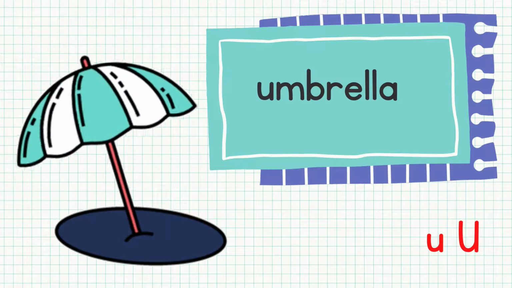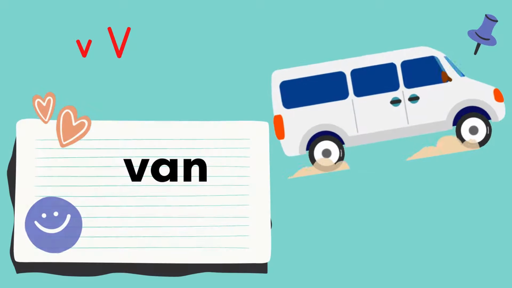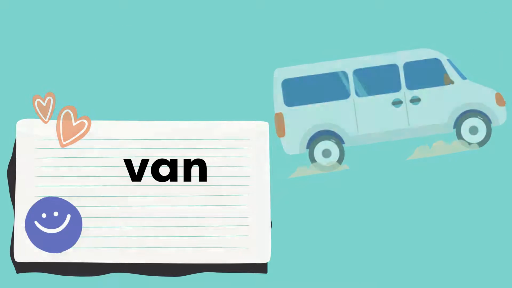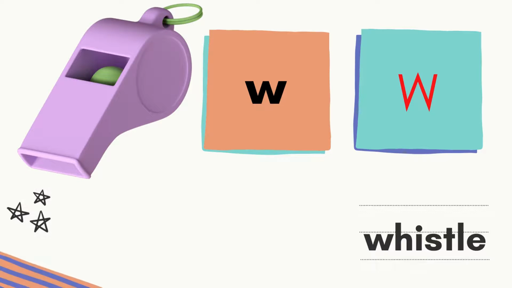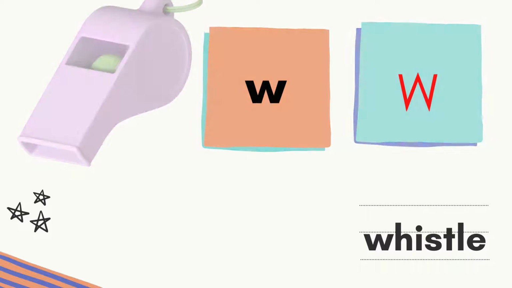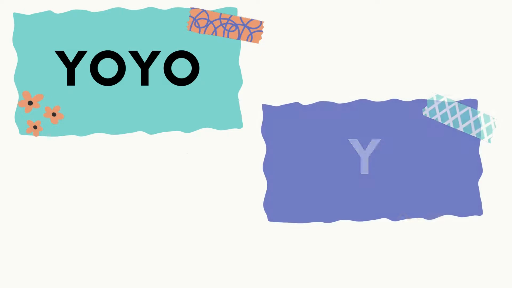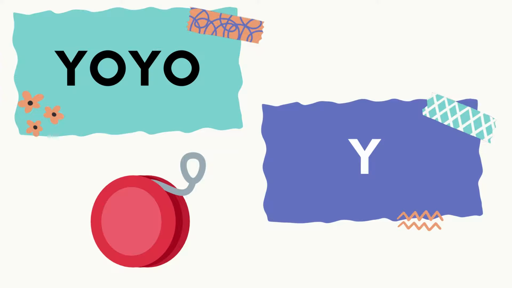U, umbrella. U, umbrella. V, van. V, van. W, whistle. W, whistle. X, xylophone. X, xylophone. Y, yo-yo. Y, yo-yo.